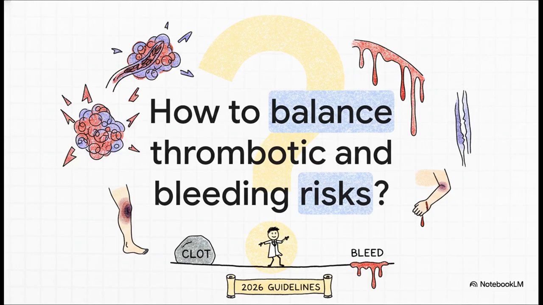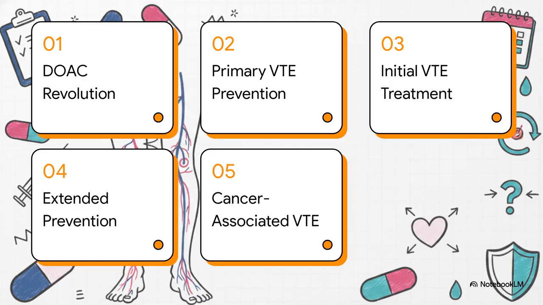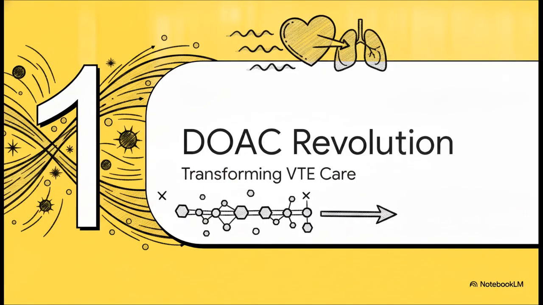We're going to follow the actual clinical pathway today. Our agenda is 1. The DOAC revolution, 2. Primary VTE prevention, 3. Initial VTE treatment dosing, 4. Extended secondary prevention, and finally, 5. Cancer-associated VTE. All right, Section 1, the DOAC revolution.